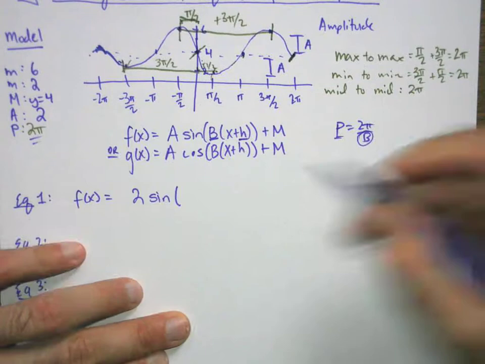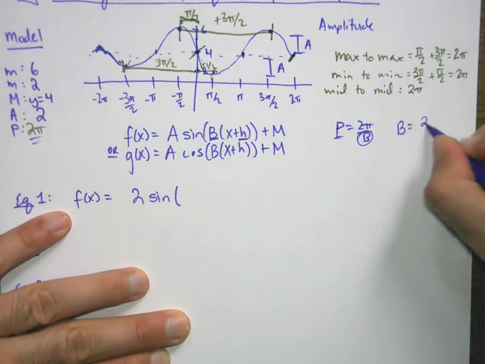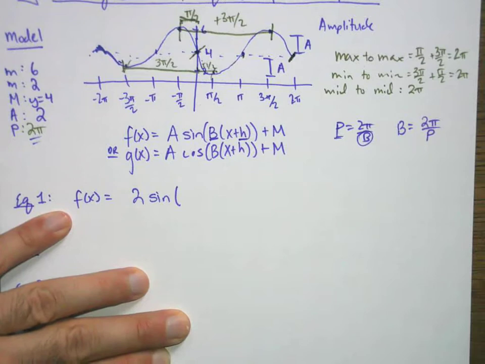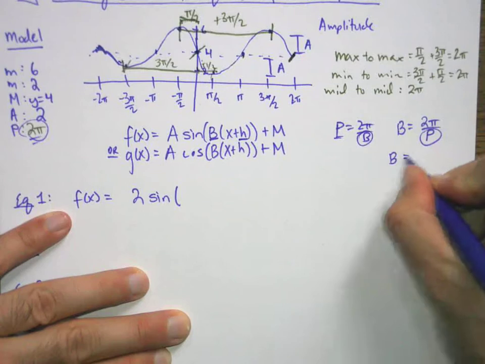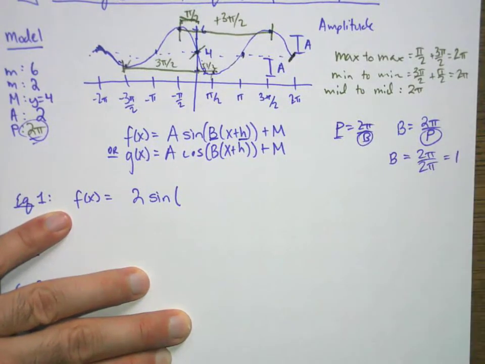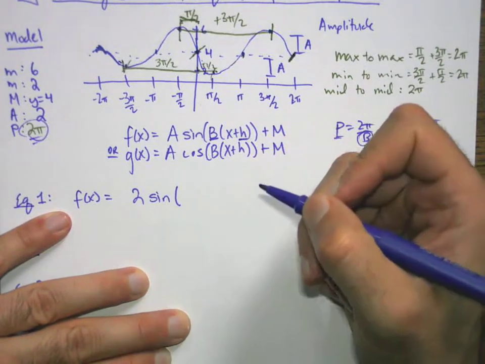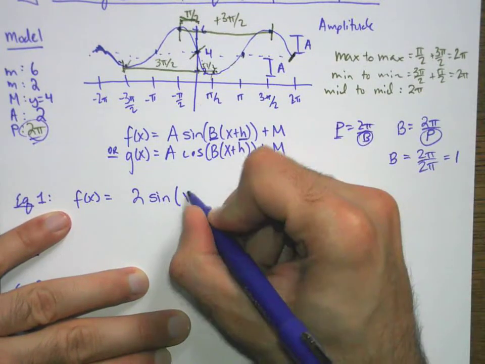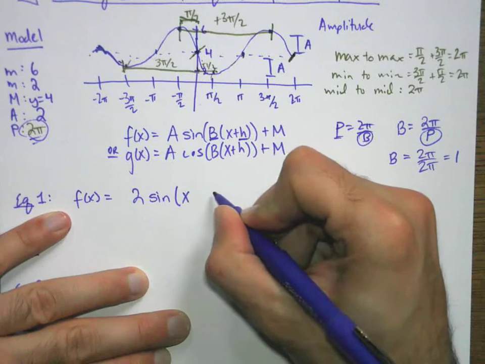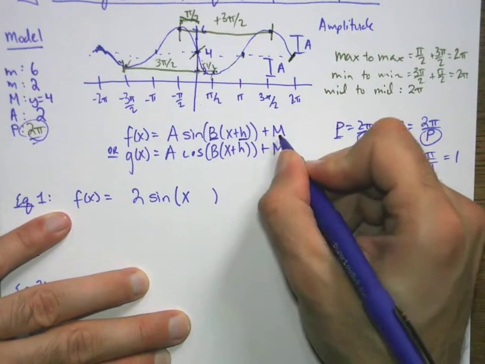So what is b? b is also 2 pi over p. It's 2 pi over the period. And my period is found right here. So to find b, I go 2 pi divided by 2 pi. That's 1. So I don't have to write anything there. It's just 1. So now I'm going to write x, and then I'm going to put a parentheses here. And what am I adding at the end? The midline. That's 4, so plus 4.